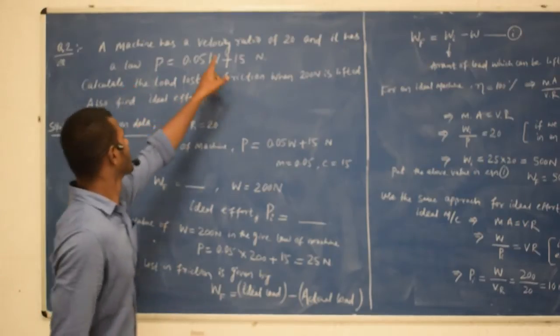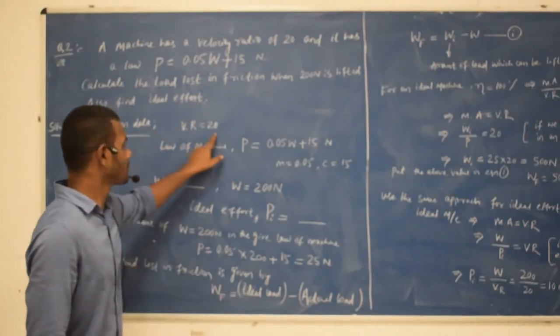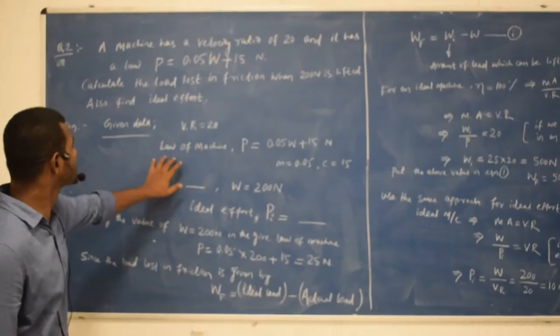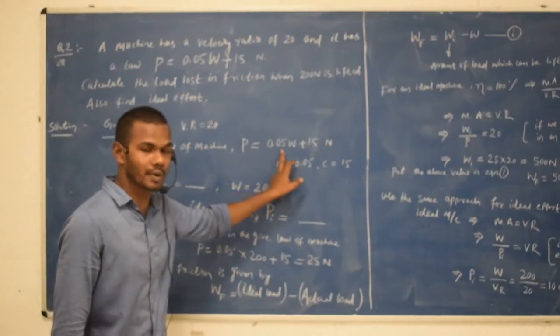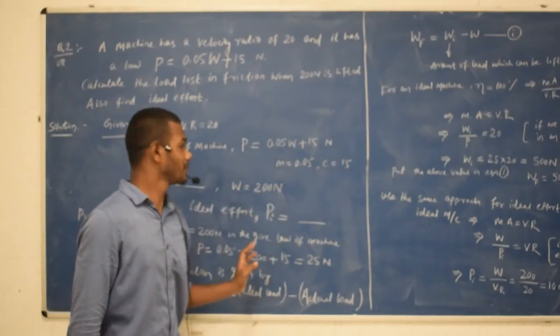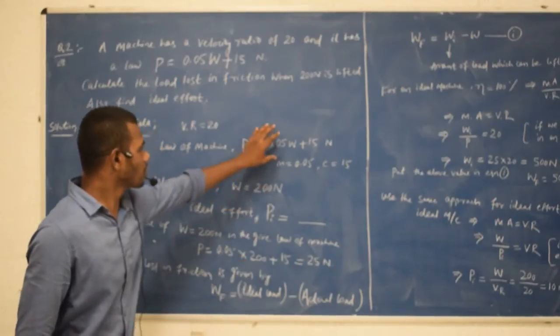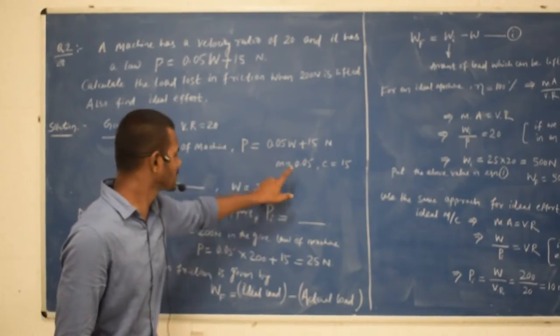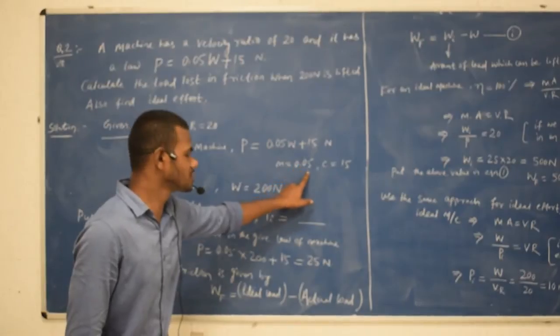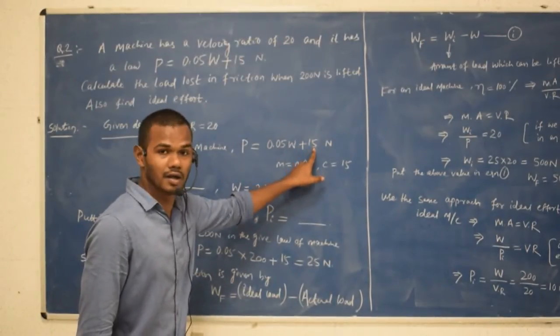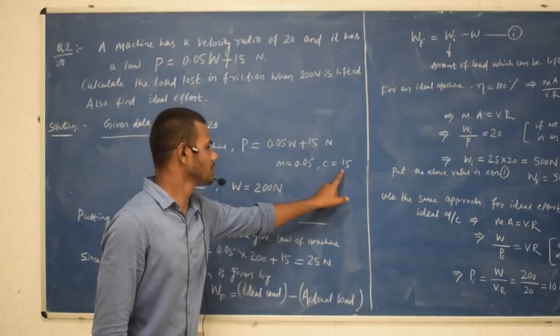See what data is given here. First, the velocity ratio is 20, VR is 20. Then the law of machine was given, P equal to 0.05 W plus 15 Newton. In the law of machine, the first part represents the machine coefficient, 0.05, and the y-intercept C value is 15.